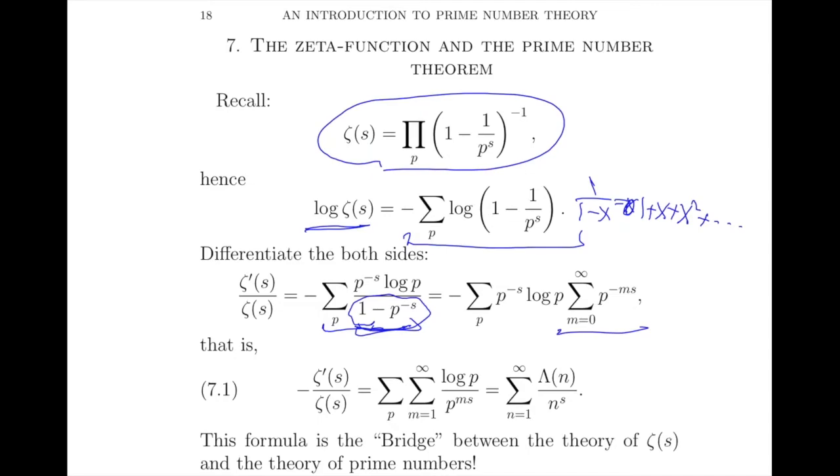But now you can see that this can be written as a summation of this infinite series, where the numerator is the von Mangoldt function lambda n.